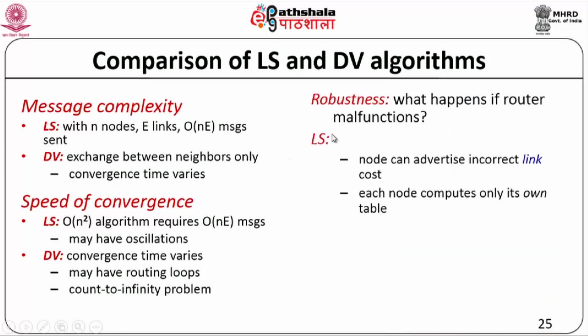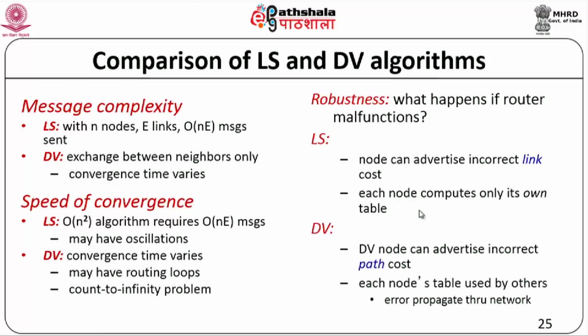Now with respect to robustness, if you compare these two, what happens if a router malfunctions? In the link state algorithm, a node can advertise an incorrect link cost. But since each node computes only its own table and does not change anything else, only local information is likely to be wrong. Whereas in distance vector routing, remember that the node can advertise an incorrect path cost, because path cost is what is sent to the other nodes. So each node's table is used by the others, and an error can propagate through the network. In link state routing, that normally does not take place. So this is a quick comparison of these two algorithms.